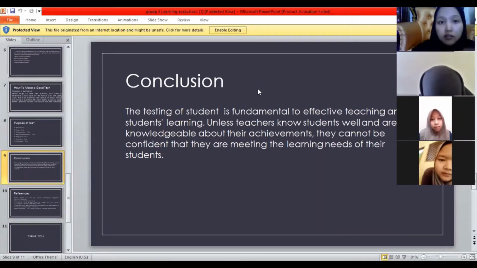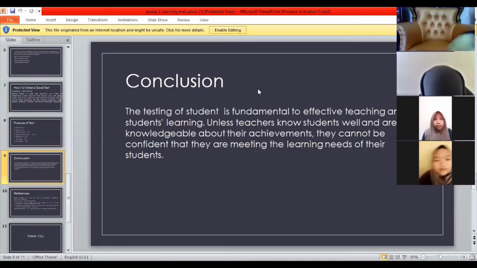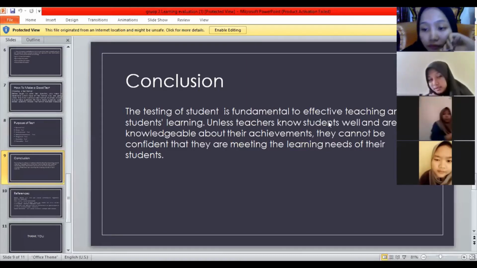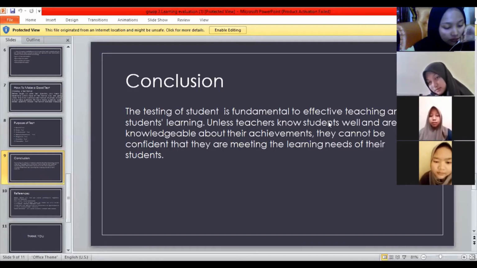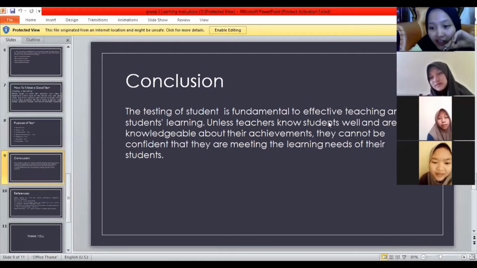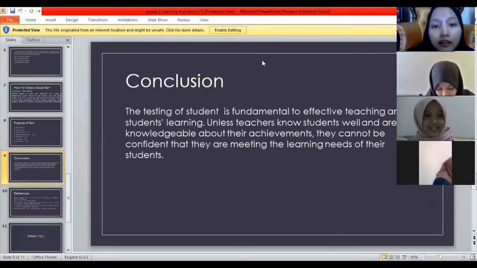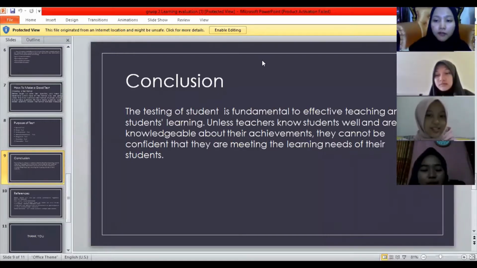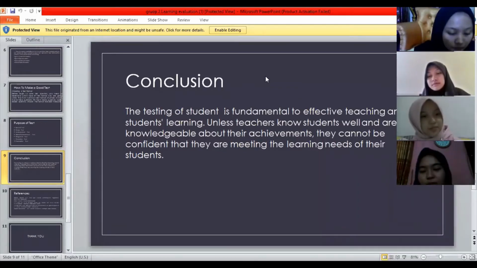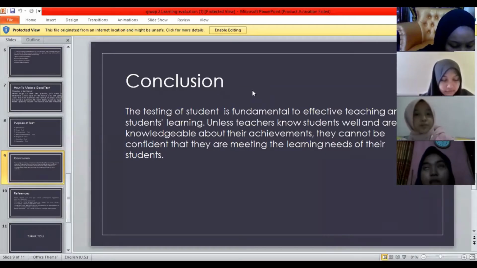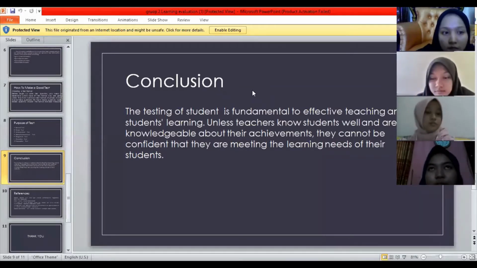Next question. I want to ask. Who is next, Nurul or Adinda? Nurul. Okay, thank you. My question is, what should we do to make a good quality of the test?